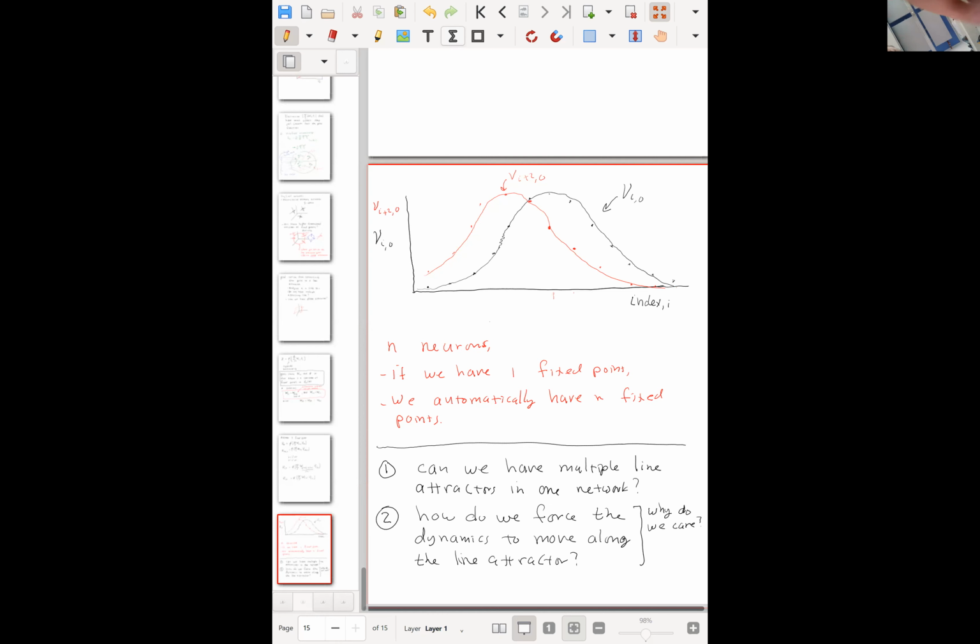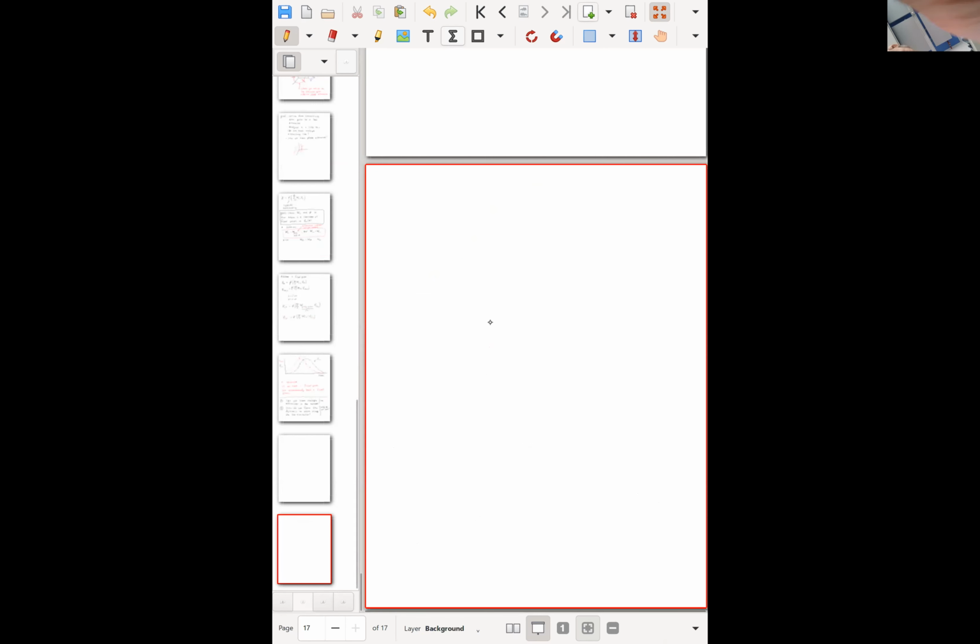So it turns out there's a classic line attractor in your head. If you close your eyes, you know which direction your head is pointing. If you close your eyes and turn your head, you still know which direction your head is pointing. And you can stand in a dark room and move around and know to some extent which direction you're pointing. And so it turns out you have a line attractor in your head.